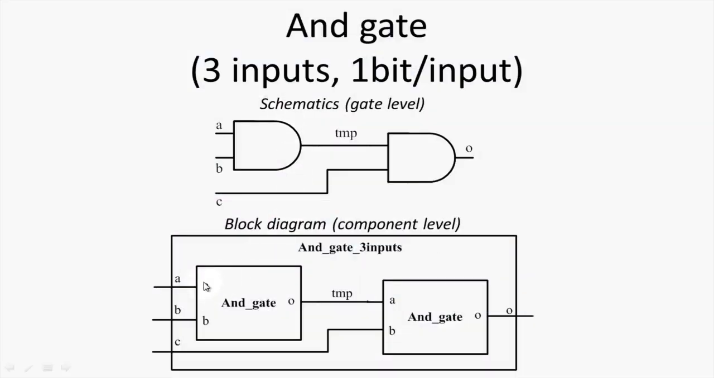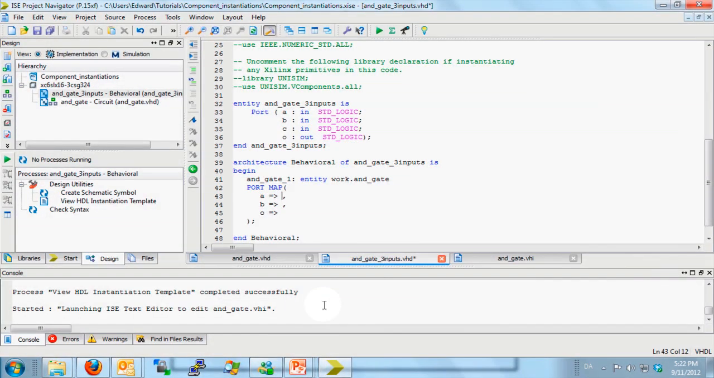So this internal signal from the AND gate component is going to be connected to the external signal. In this case, they have the same name, A. And the internal B signal is going to be connected to B, and the O is going to be connected to TMP. Let's do that. A is connected to A, B is connected to B, and O is connected to TMP.